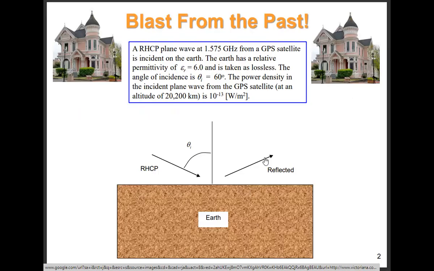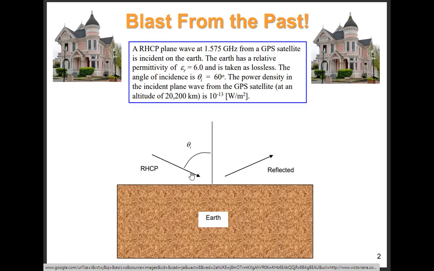Can you think of a physical law this relates to that we learned last time? The TM part is so much weaker, right? Only 4% of the total power in the reflected wave is TM. Most of it is TE. What physical law relates to that? That was one of the last things we did last time. Exactly, the Brewster angle.